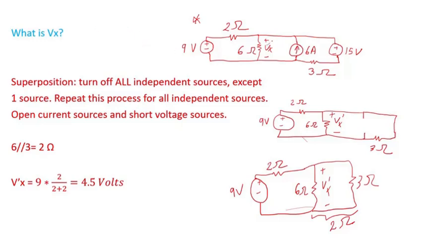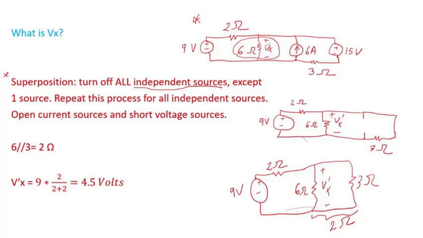I'm asked to calculate the voltage across the 6 ohm resistor, which I called Vx. We're going to solve this problem using superposition. Basically, we are going to turn off all independent sources. If we have dependent sources, we have to leave them in the circuit. But in this example, to keep the matter simple, I'm only using independent sources. Basically, you turn off all the sources and leave one source at a time.